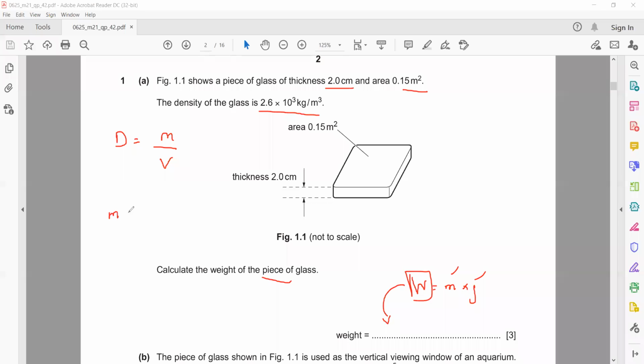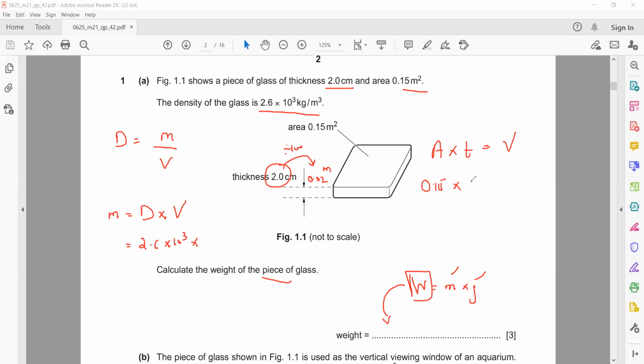How to get the mass? So mass will be equal to density multiplied by volume. The density, that is 2.6 into 10 to the power 3 multiplied by volume. How to get the volume? We have area and thickness. So area multiplied by thickness will get the volume. Area is 0.15. What about the thickness? Is given in centimeter. So you have to convert into meter. Convert centimeter into meter, you divide by 100. So 2 divided by 100, so it will be 0.02 meters.